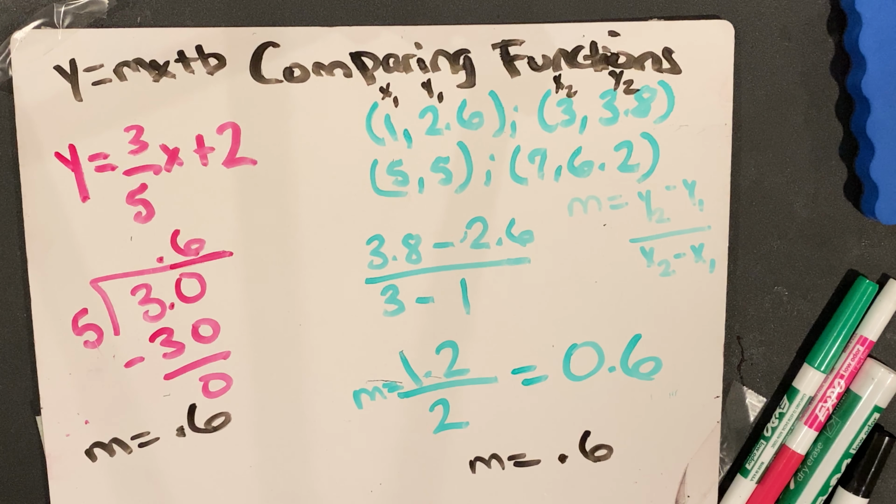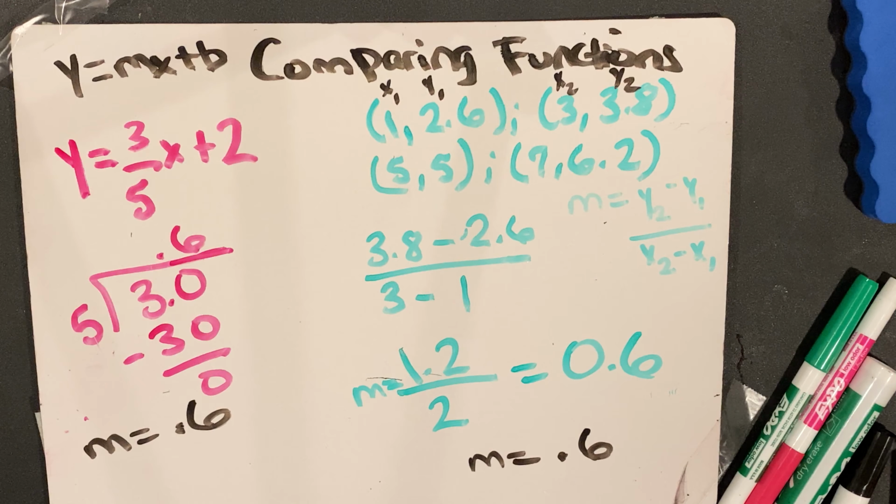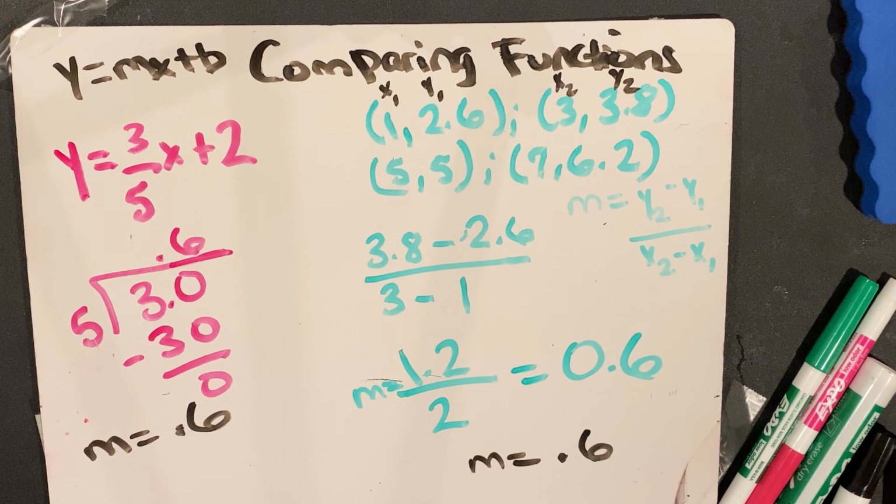So when I compare these two, can I say that one has a greater slope than the other? No, I cannot. They do not have different slopes. Their slopes happen to be exactly the same. So the comparison really is not necessarily a comparison because they are going at the same rate. Their rate of change is the same. They don't have a different rate of change.